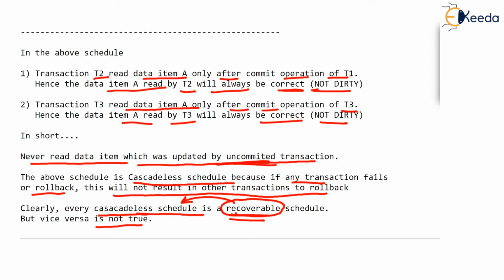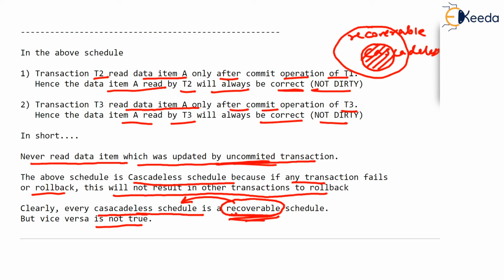So if we show a Venn diagram where this is all the set of recoverable schedules, then there is a small set which is cascadeless, and this cascadeless schedule is basically a recoverable schedule, but vice versa is not true. Trust me, I will come to this point once we complete this topic because there are two more types of schedules that we have to see which are related to cascadeless schedule.